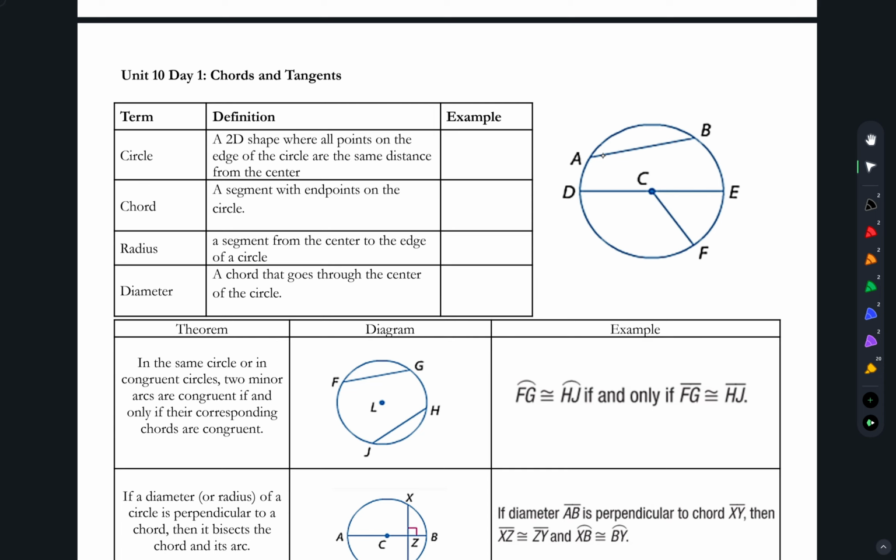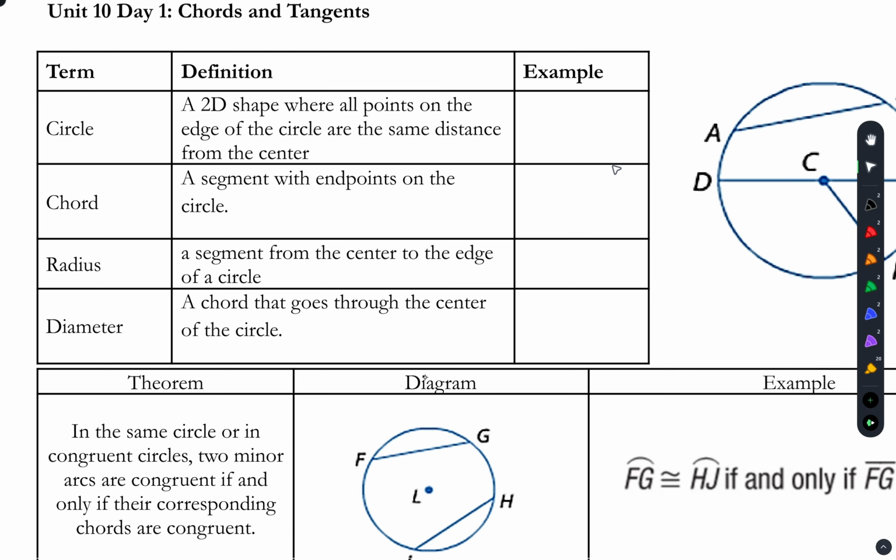So we're going to get started with Unit 10, Day 1. Our first topic is chords and tangents. This is our circles unit. We're going to start out with pretty basic vocab for a circle. You might know all of these or most of them. So other things I'm looking for, notation is important in this unit.